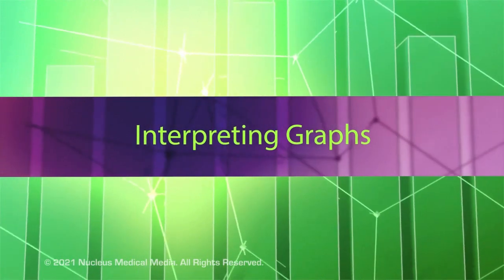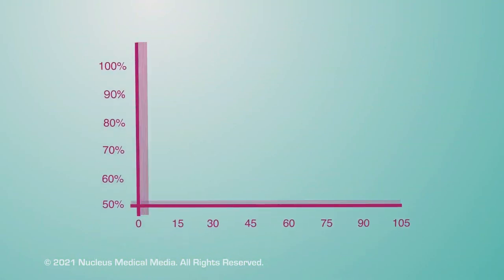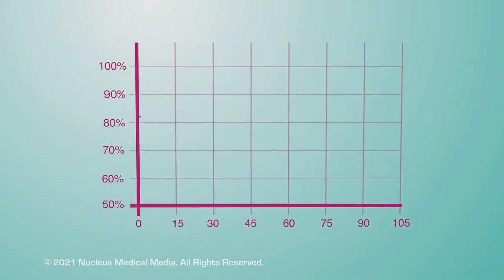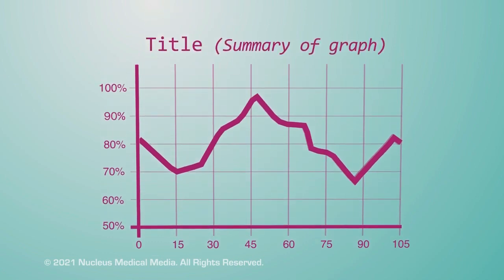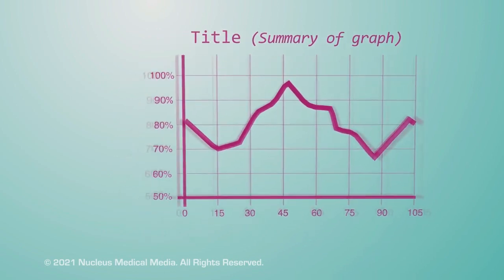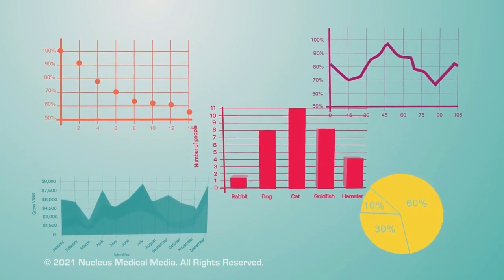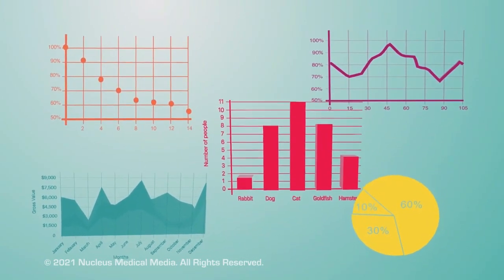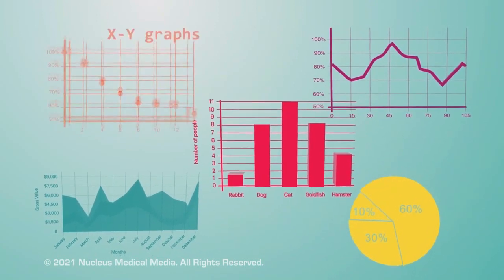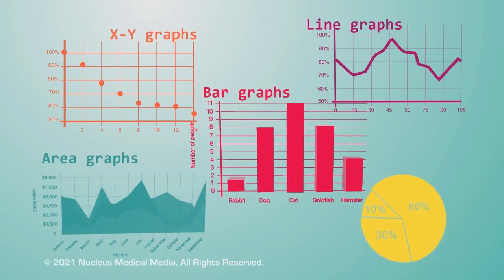Let's look at different types of graphs and see how they work. Graphs are diagrams that display data in an organized and easy-to-read fashion. Note that all graphs must have a title that summarizes this data. There are different kinds of graphs, so it's important to know how to interpret each type. When you know how to do that, you will be able to create a graph of your own. The types of graphs we will look at are XY graphs, line graphs, area graphs, bar graphs, and pie charts.